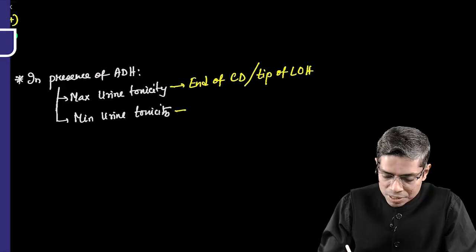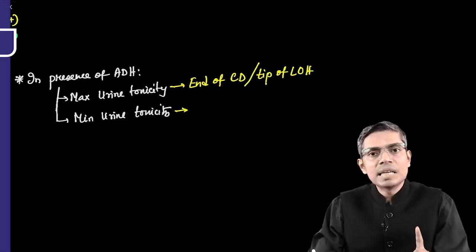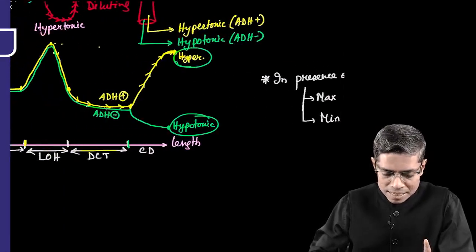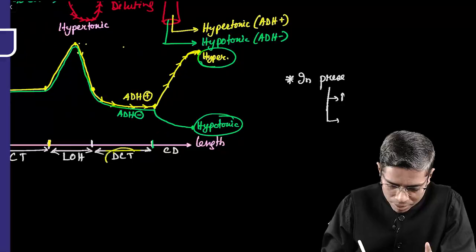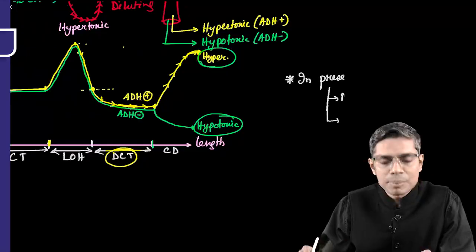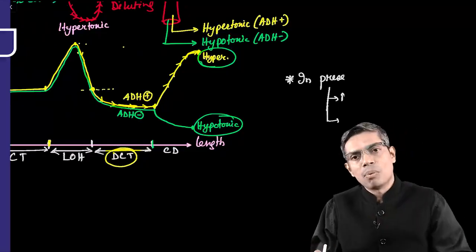And for minimum tonicity, I have to find where the urine is becoming hypotonic. In the presence of ADH, I can find only the part of the DCT where the urine is becoming hypotonic. The TF/P ratio is going below 1.